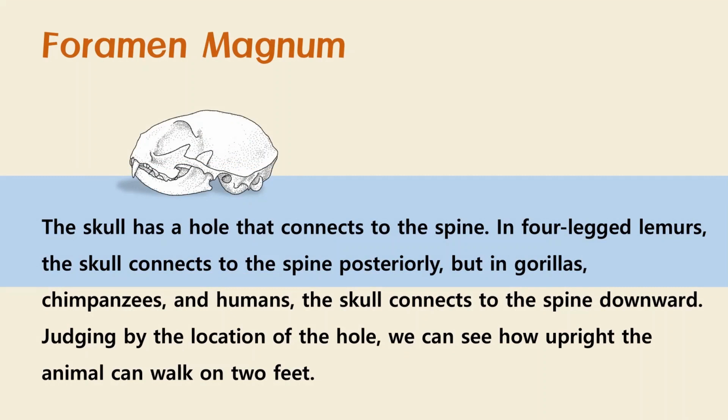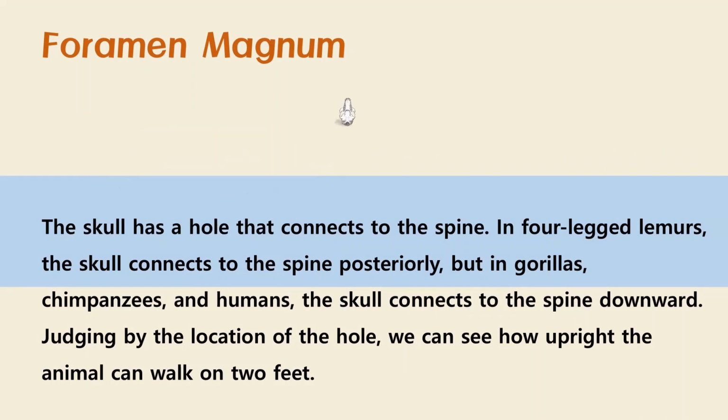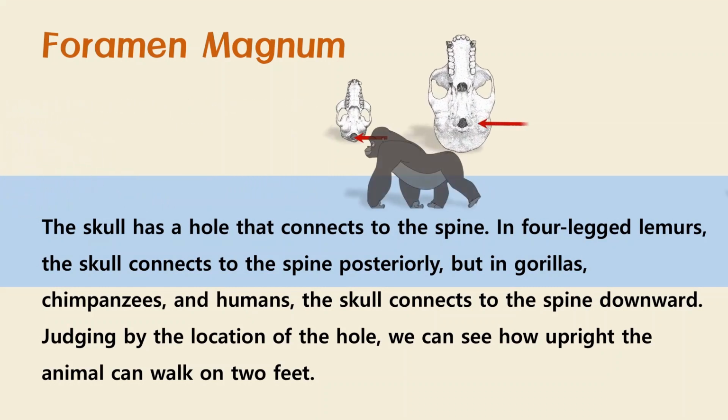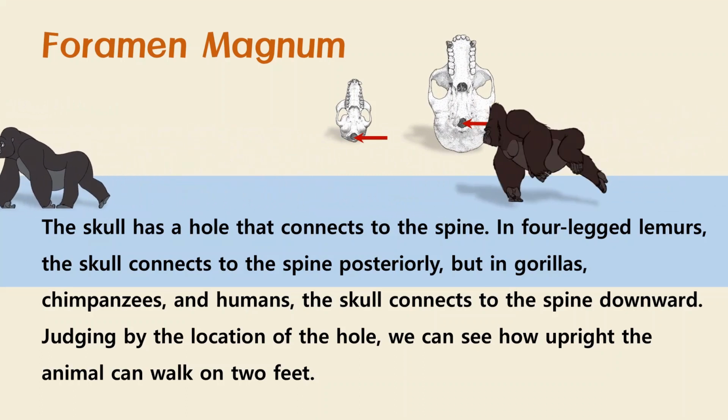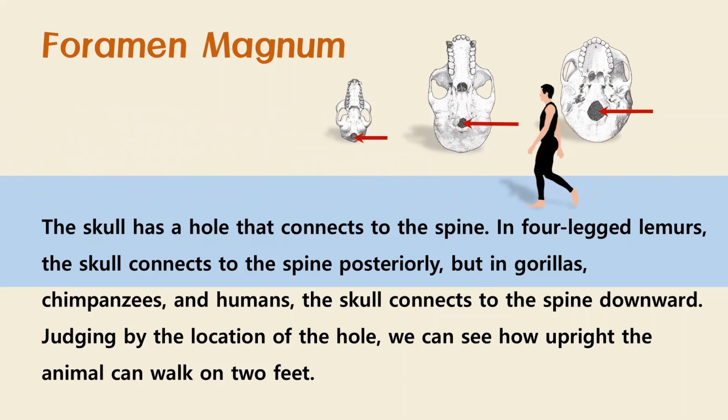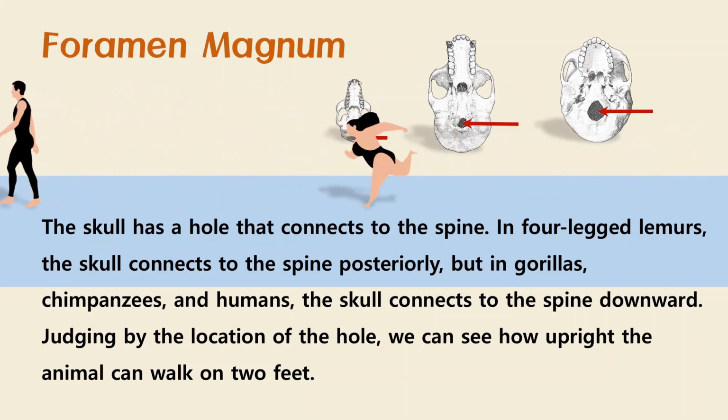Foramen magnum. The skull has a hole that connects to the spine. In four-legged lemurs, the skull connects to the spine posteriorly, but in gorillas, chimpanzees, and humans, the skull connects to the spine downward. Judging by the location of the hole, we can see how upright the animal can walk on 2 feet.